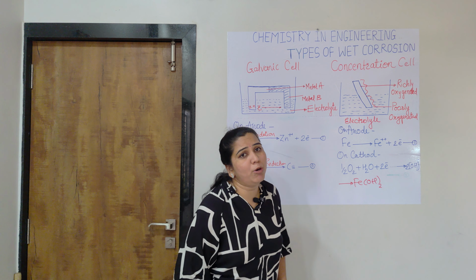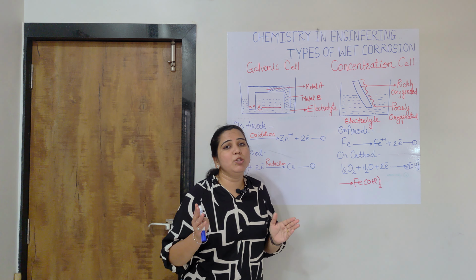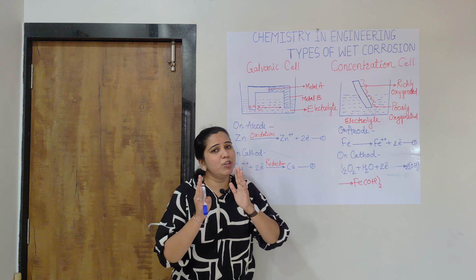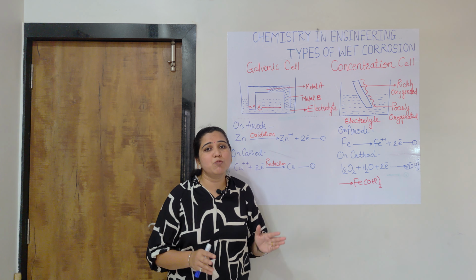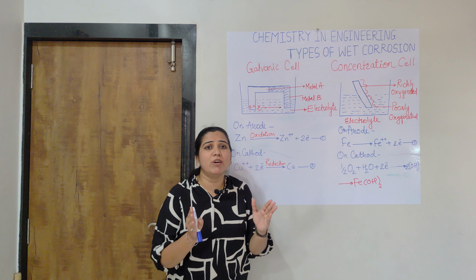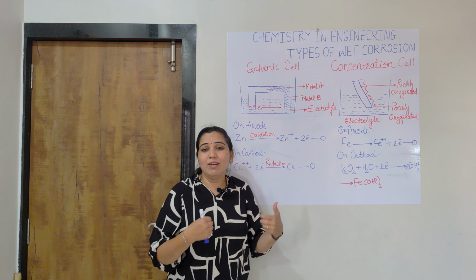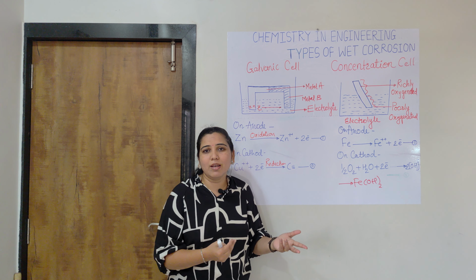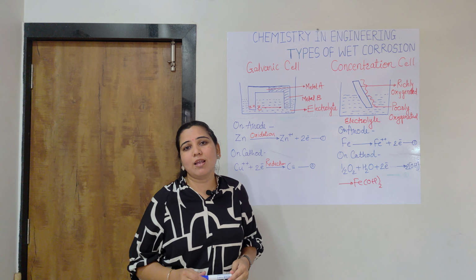It is possible in a number of cases. To avoid such corrosion, two different materials must be used if it is not possible to use a single metal, and they should have oxidation potentials very near to each other, so that a very small potential difference is created and corrosion will be very slow. So that is called galvanic cell corrosion.